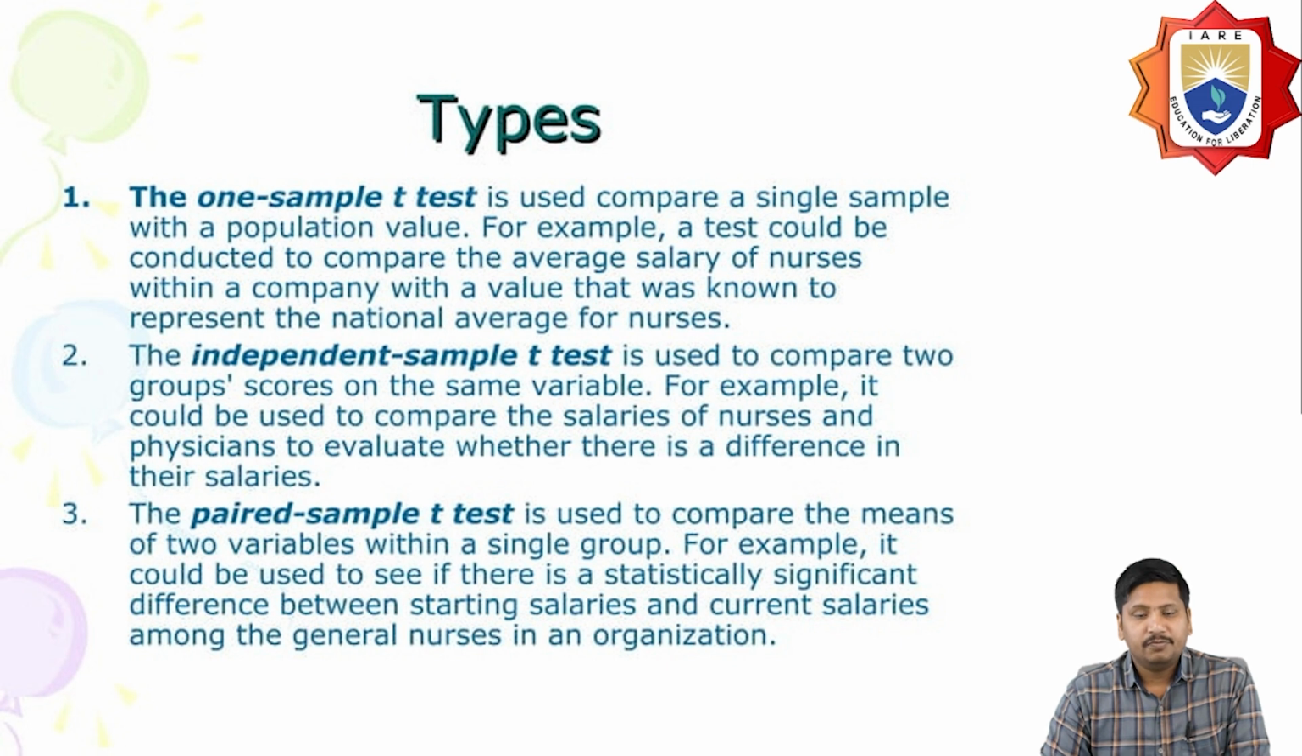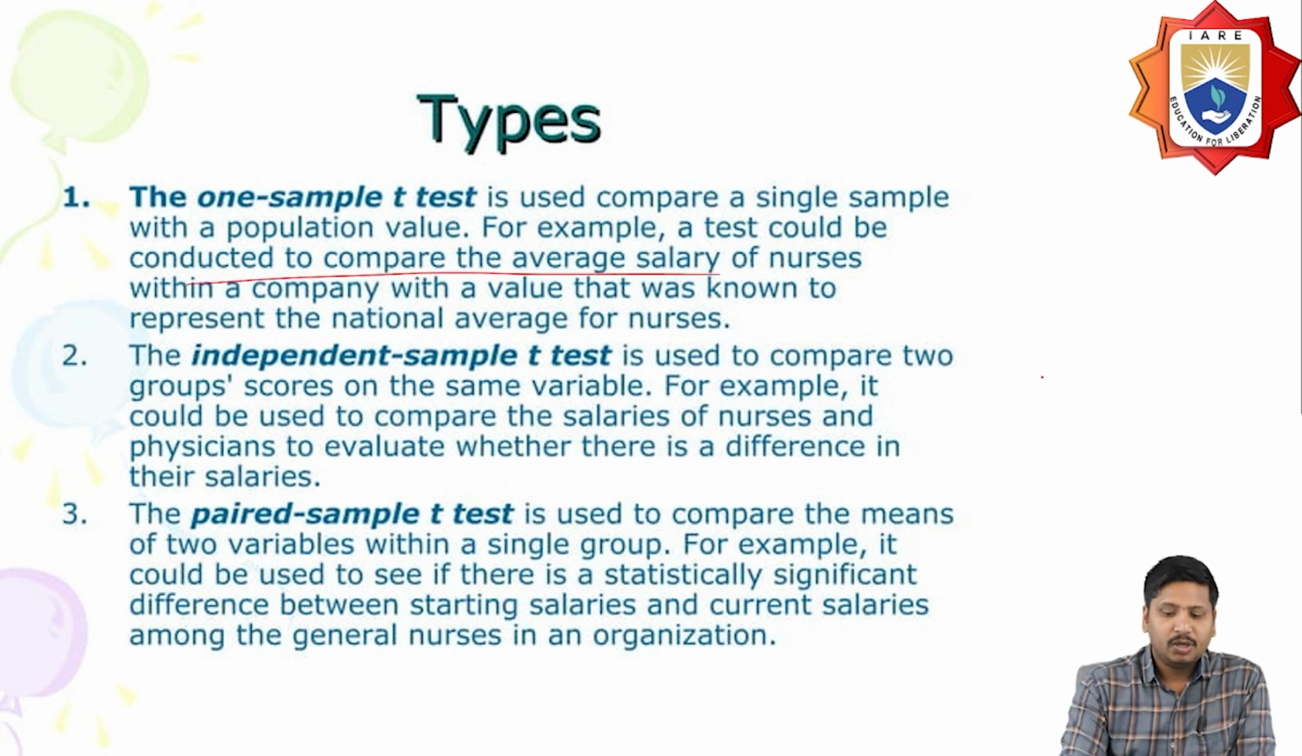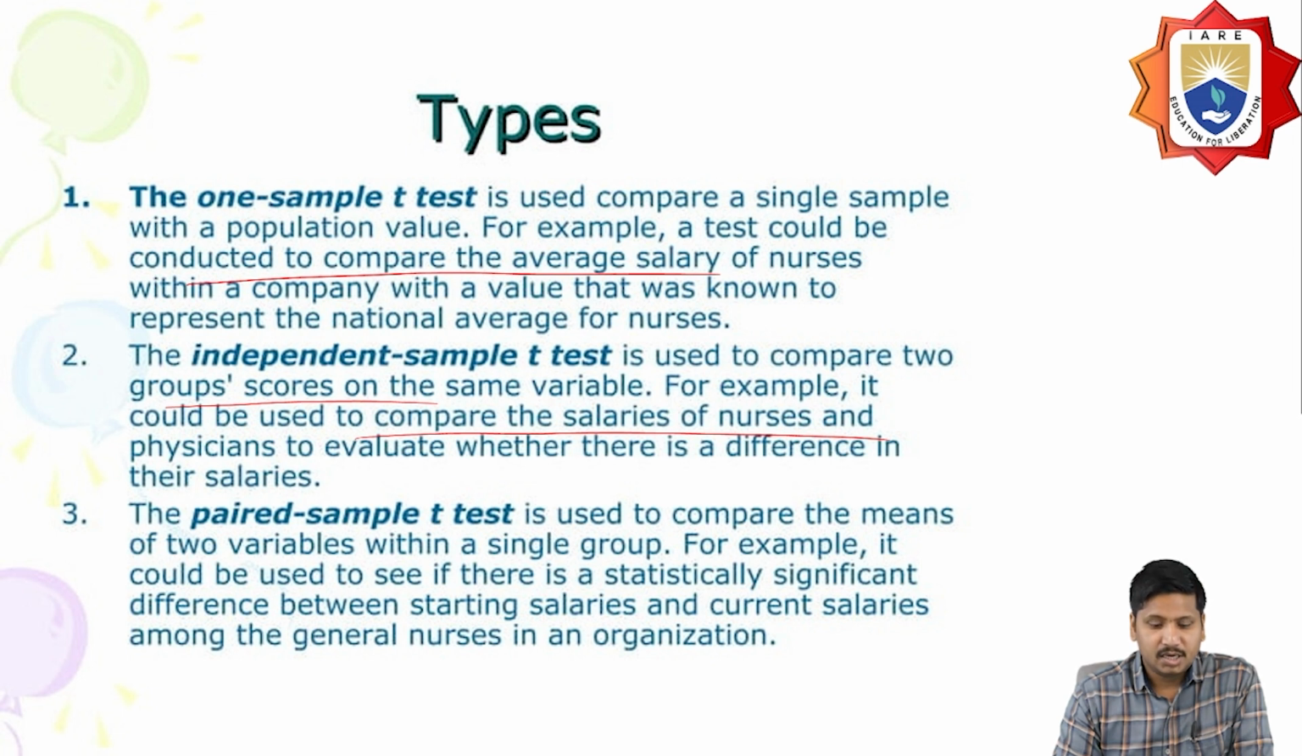So what are the different types of t-tests? One sample test, independent sample test, and paired sample test. One sample test is used to compare a single sample with the population value. For example, a test could be conducted to compare the average salary of nurses within a company with a value known to represent the national average for nurses. An independent sample test is used to compare two group scores on the same variable. For example, it can be used to compare the salaries of nurses and physicians to evaluate whether there is a difference in their salaries or not.